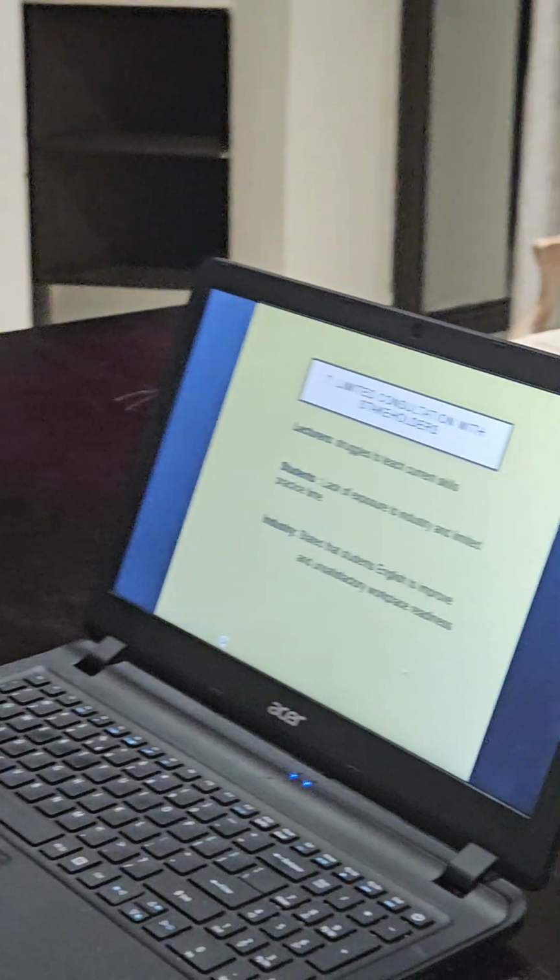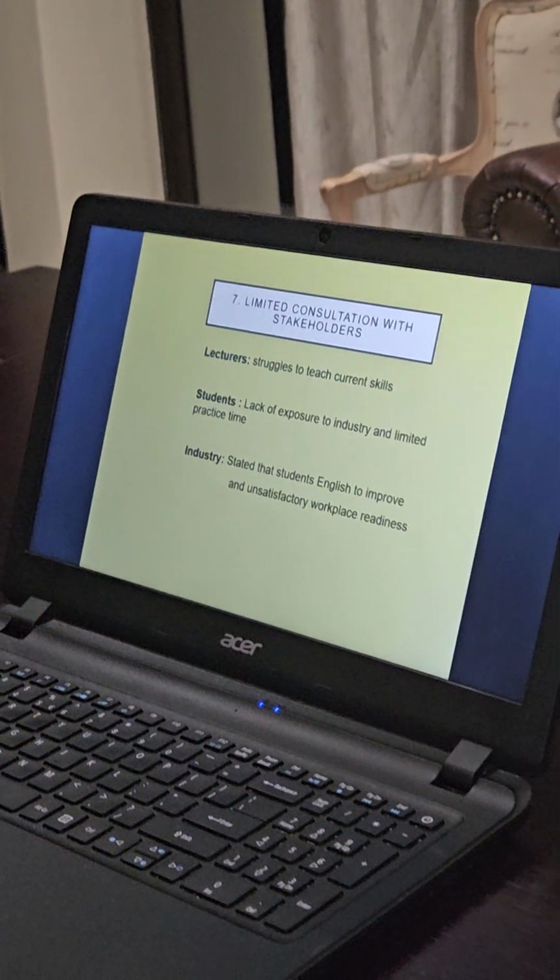We need to have that continuous upskilling, because it is important for them to get that information, for them to be proficient with what they are teaching. Limited consultation with stakeholders.